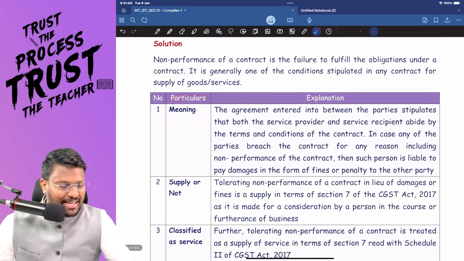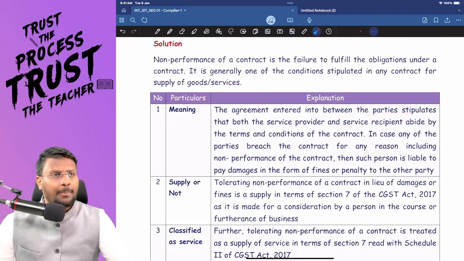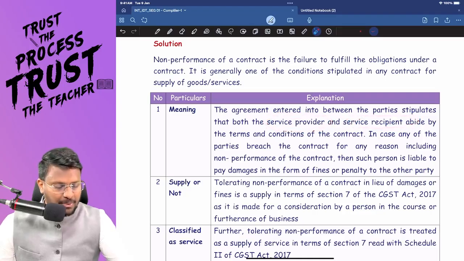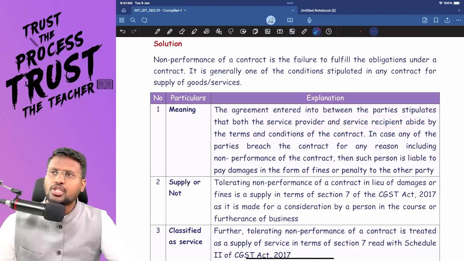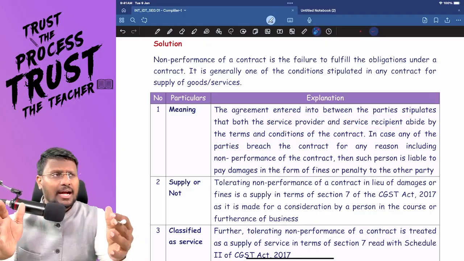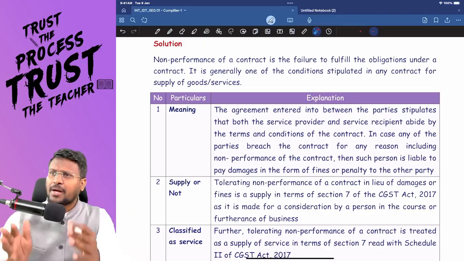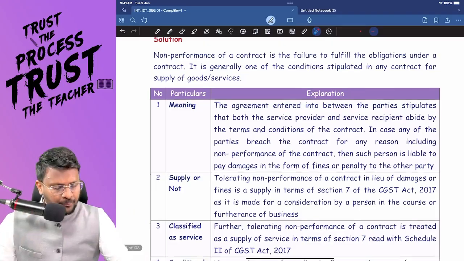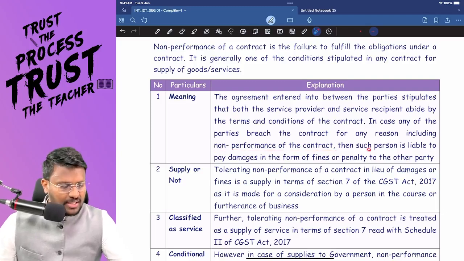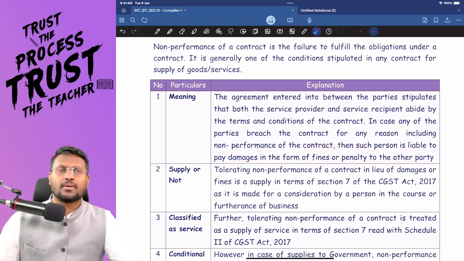Meaning, the agreement entered into between the parties stipulates that both the service provider and service recipient abide by the terms and conditions of the contract. If two people are entering into a contract, we have an assumption that both the service provider and service recipient will abide by the conditions of the contract. In case any of the parties breach the contract for any reason, including non-performance of the contract, then such person is liable to pay damages in the form of fine or penalty to the other party.